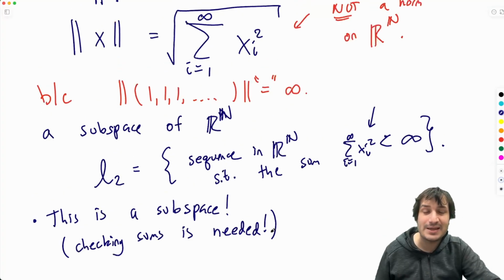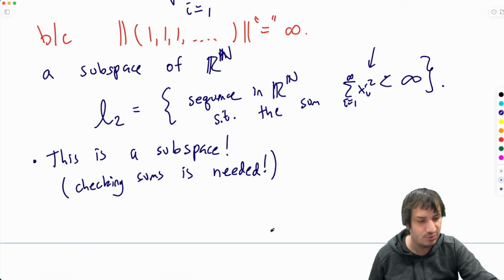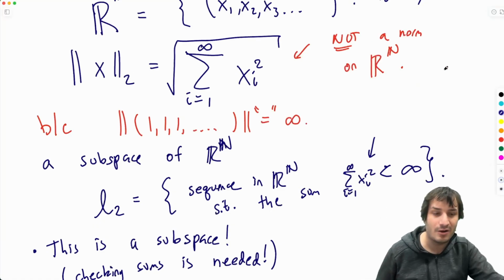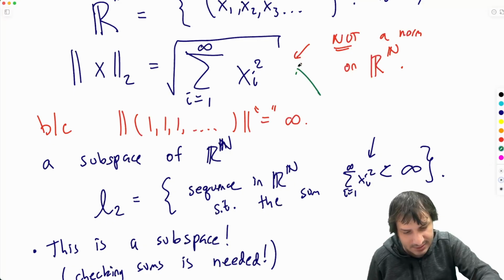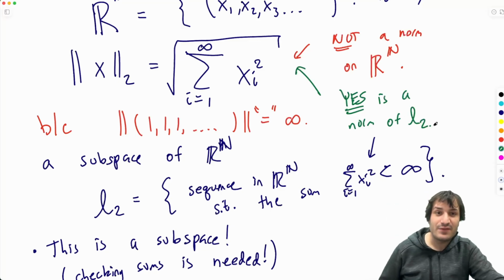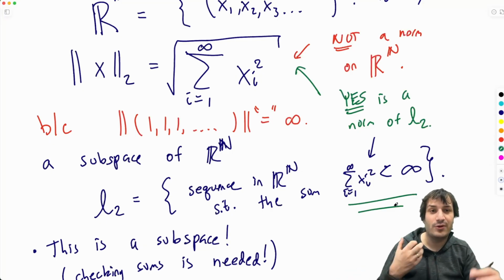And on this space, the norm I said is a totally valid thing. It is called the 2-norm, norm sub 2. This is not a norm on R^N, but it is a norm on little l2. So it's a valid norm on sequences as long as you restrict yourself to only looking at ones where things are finite.